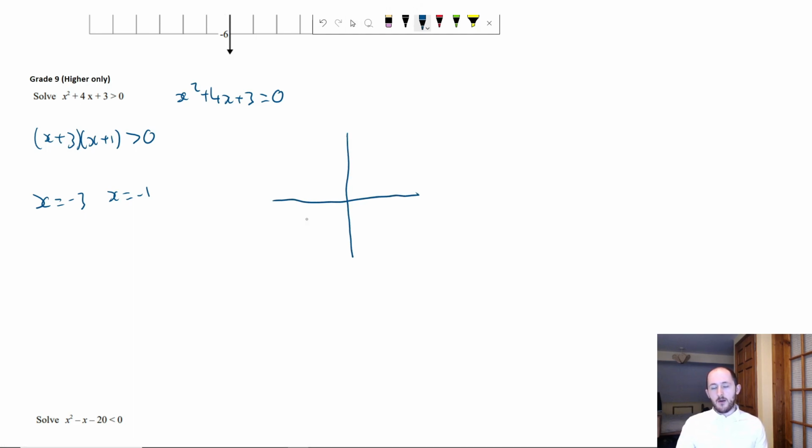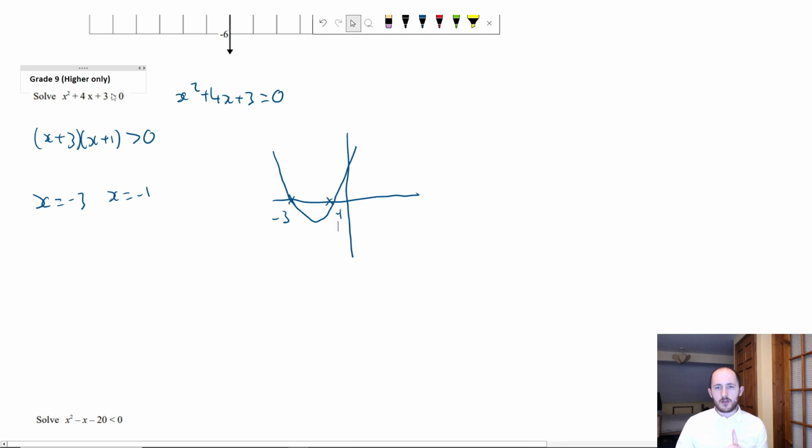Now, I would like to point out these questions are 4 or 5 marks, so they give you more than enough time to do this. And then if I sketch this out, we have minus 3's here, minus 1's here. So we're going to have a quadratic that looks something like this, where that's minus 3 and that's minus 1. The accuracy doesn't matter that much.